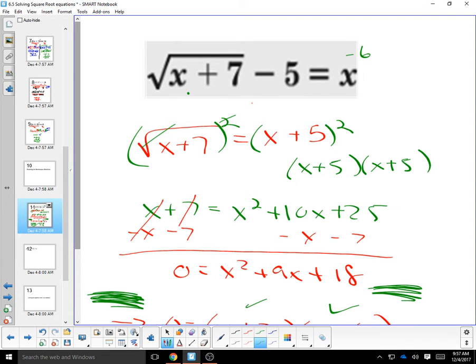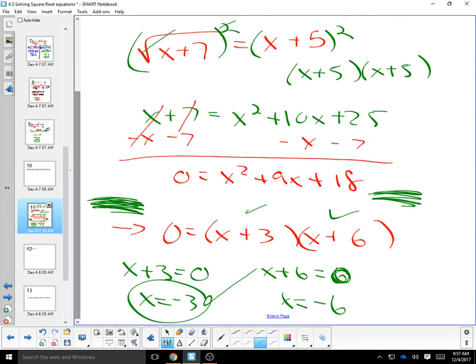So this is -6. This is -6. -6 plus 7 is 1. Square root of 1 is 1. 1 minus 5 is a -4. Does -4 equal -6? Yeah. It used to. Not no more. They wanted the math to work all the time. So no, this one doesn't work. That's an extraneous solution. You throw it out. Cool?